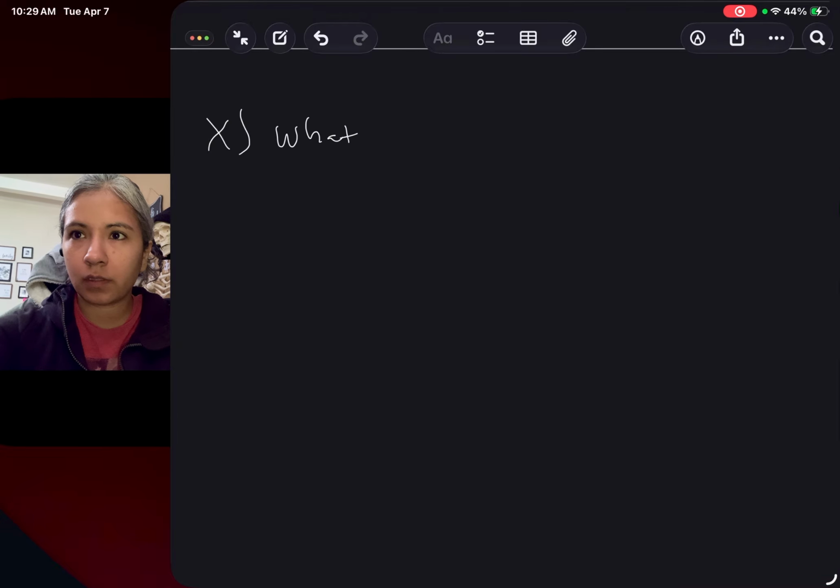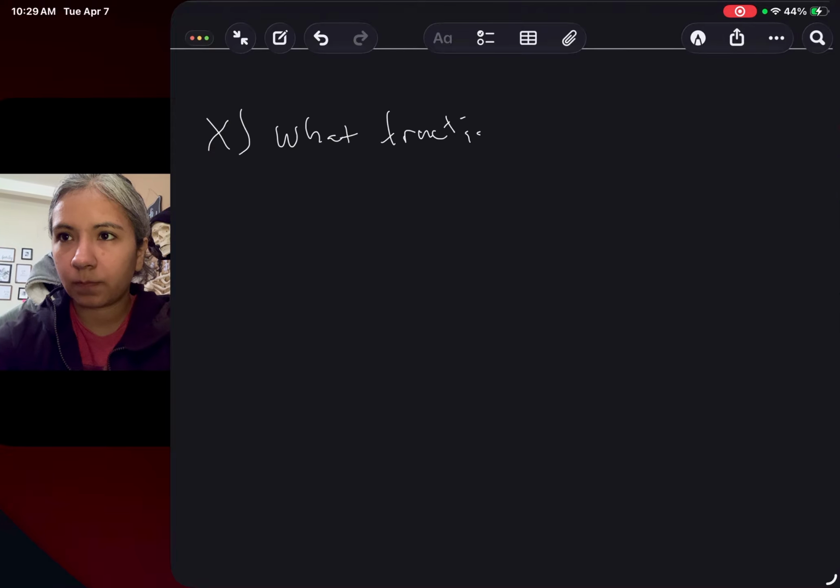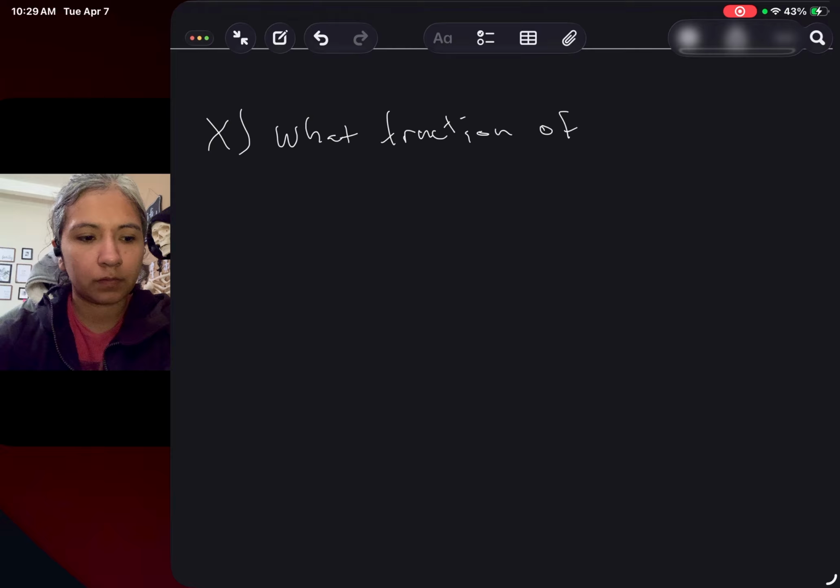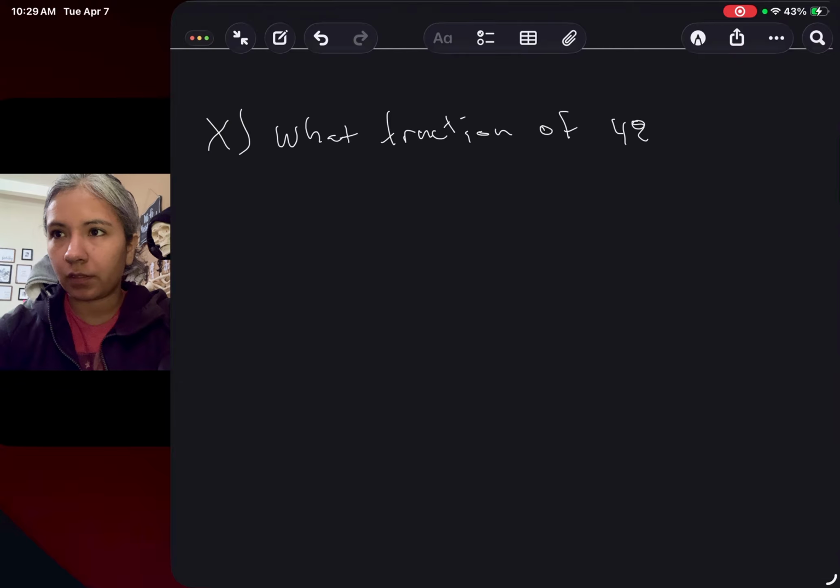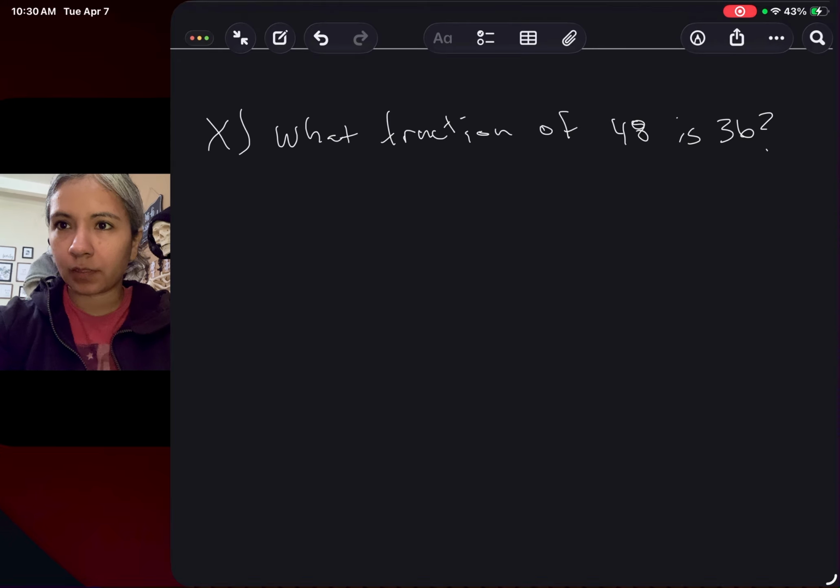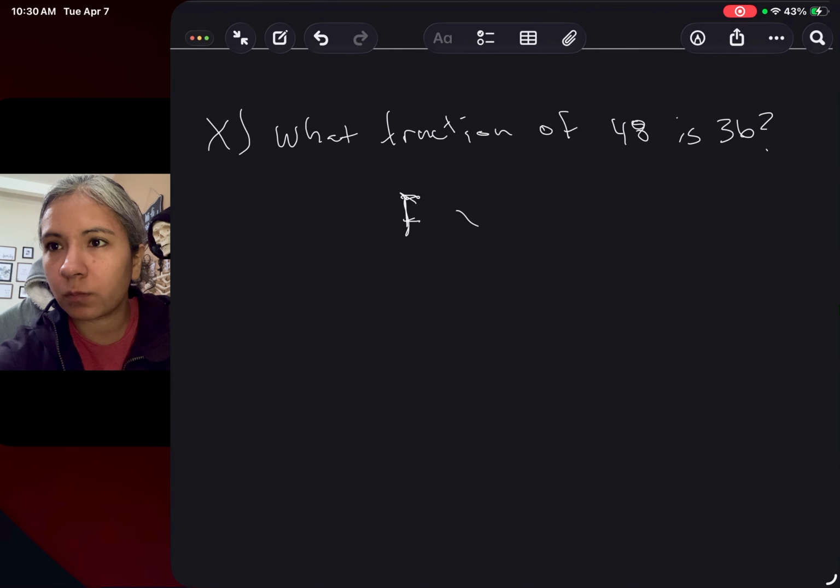So let's do: what fraction of 48 is 36? We're looking for the fraction. So "fraction of" is our multiply, 48 is our equal, and 36.